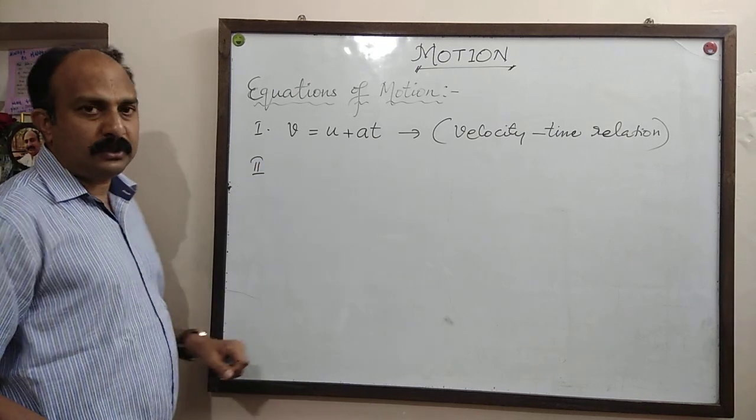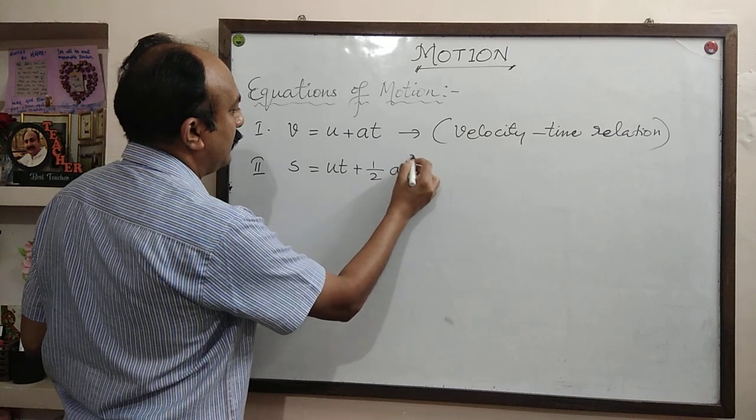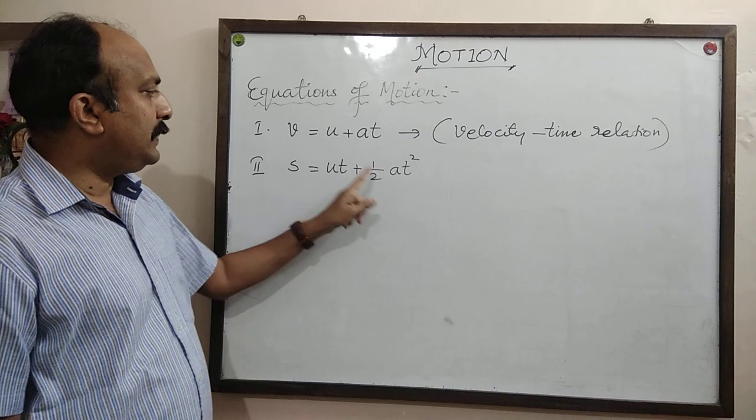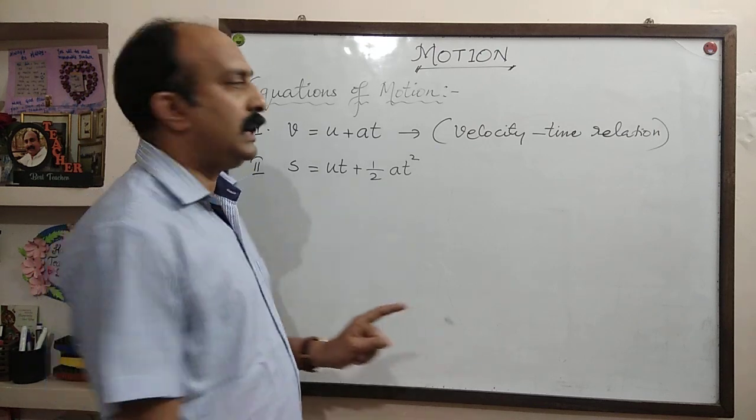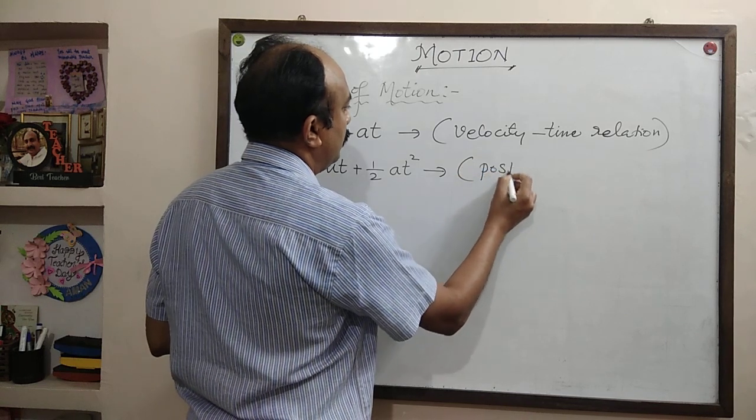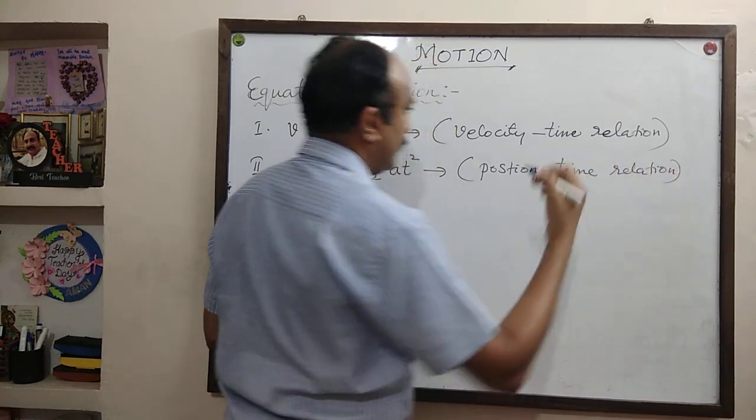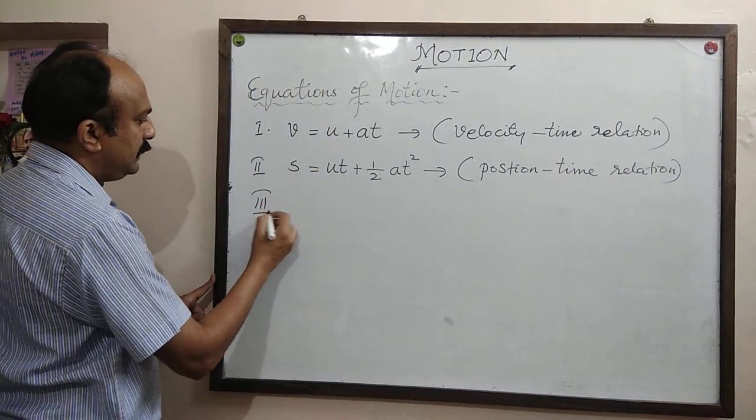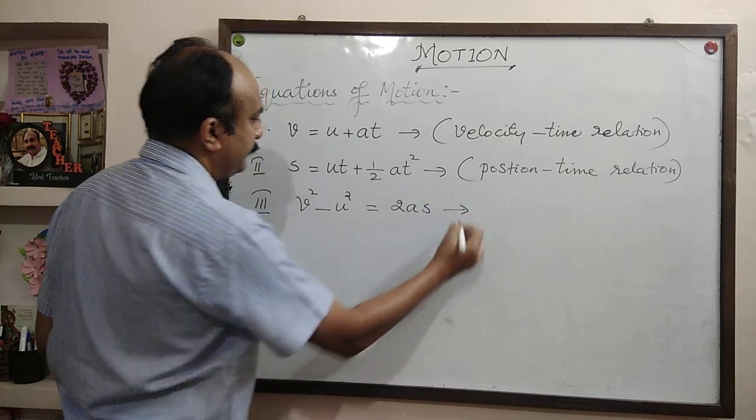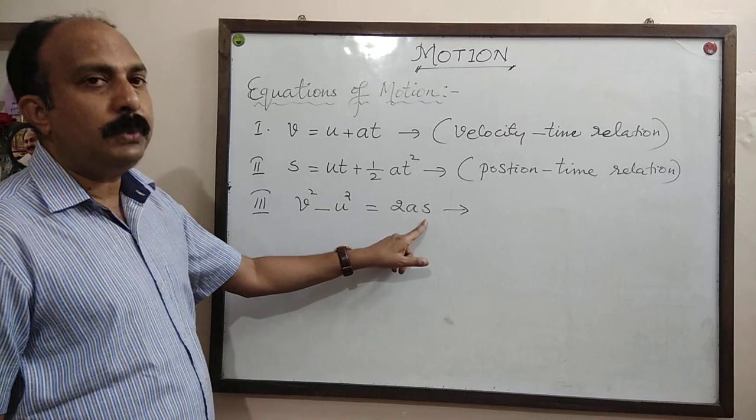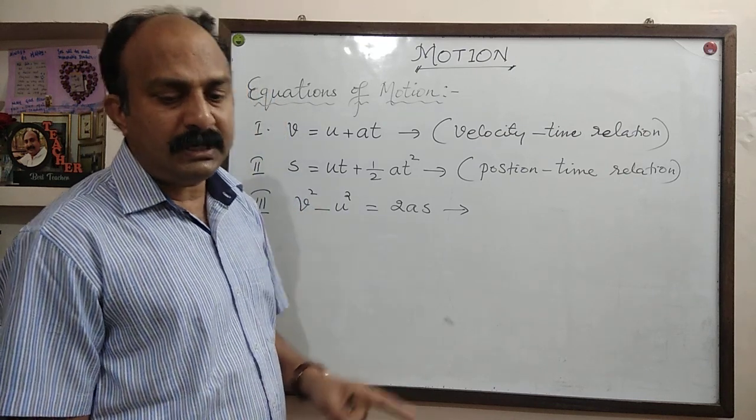Now, the second equation of motion is S is equal to UT plus half AT square. The second equation of motion is also known as the equation for position-time relation. And the third equation of motion is V square minus U square is equal to 2AS. The third equation of motion is known as the equation for position-velocity relation.